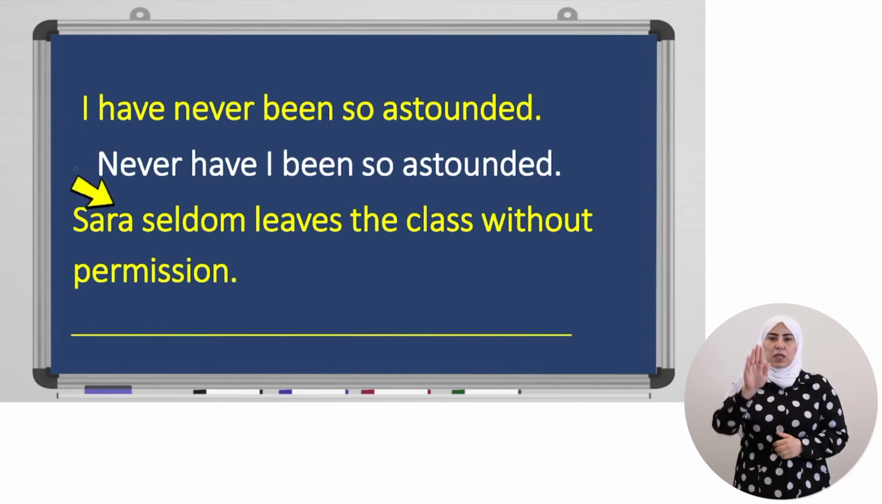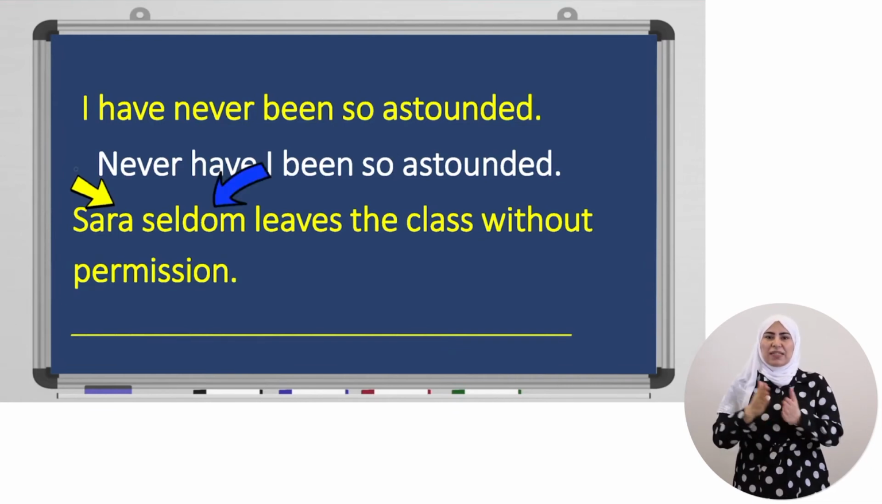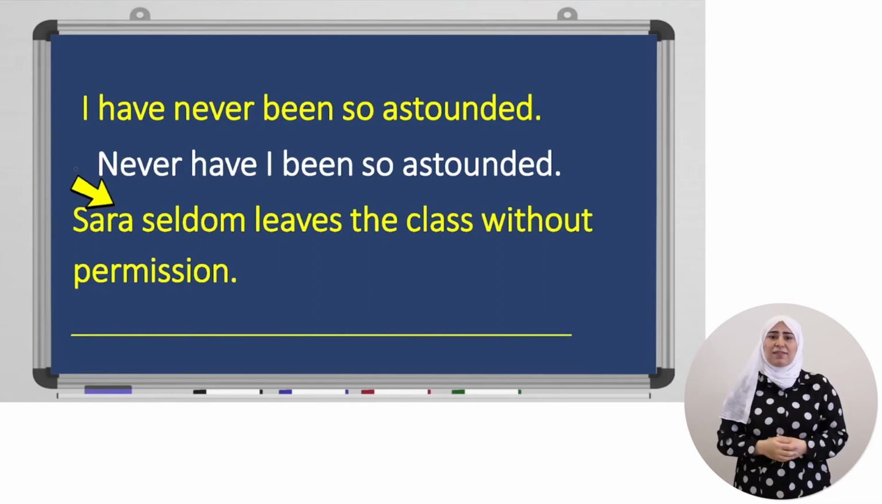Let's look at the second example. Sarah seldom leaves the class without permission. Now we're going to start obviously with what? With our adverb. Do you see it in the sentence? Yes, it's seldom. However, is there an auxiliary verb in the sentence? Sarah seldom leaves. What do you think? No, exactly. So we're going to replace it with what? Do, did, or does. Leaves is in which tense? Exactly. So what are we going to use?